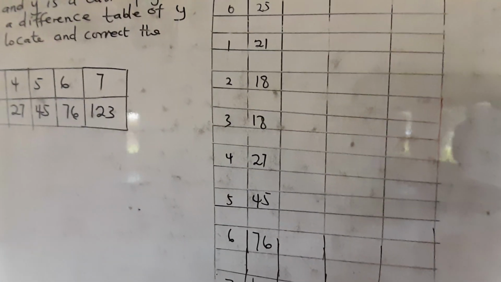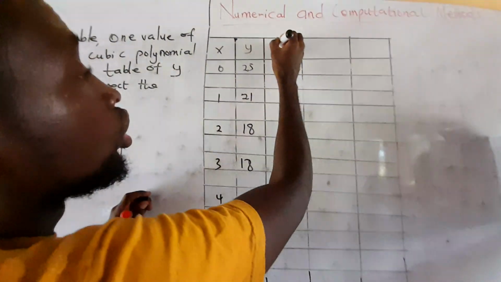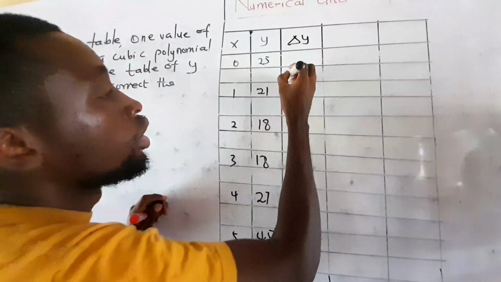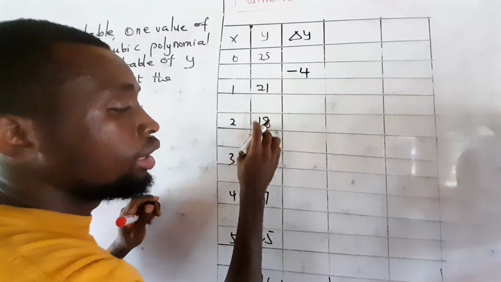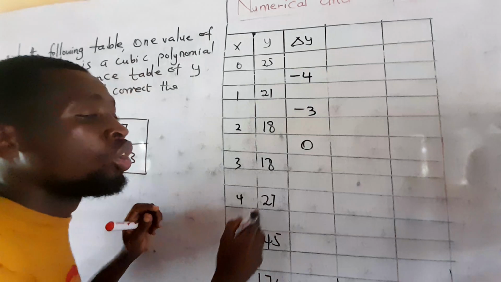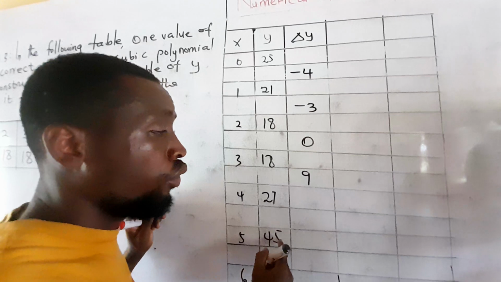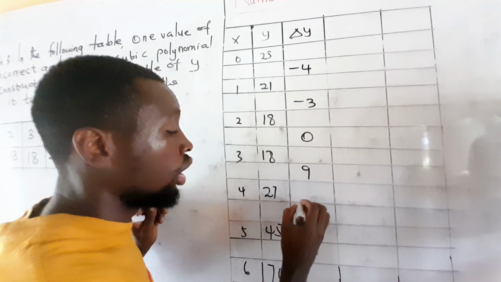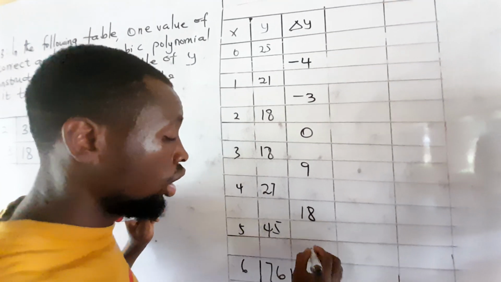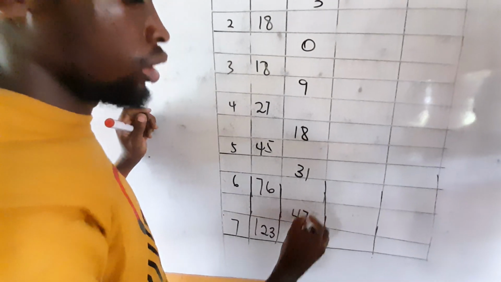So we need to construct a difference table. Please check out my videos on how to construct difference table on YouTube. So we have del y. So 21 minus 25, that will be -4. 18 minus 21, that will be -3. 18 minus 18, that was 0. 27 minus 18, that will be 9. 45 minus 27, that will be 18. Then 76 minus 45, that will be 31. Then 123 minus 76, that will be 47.